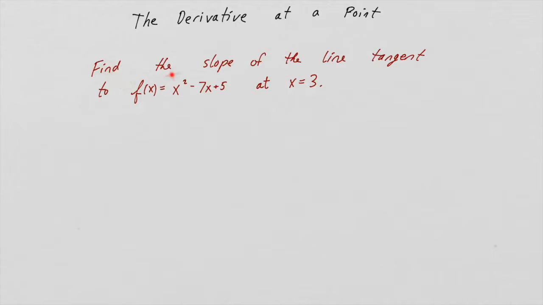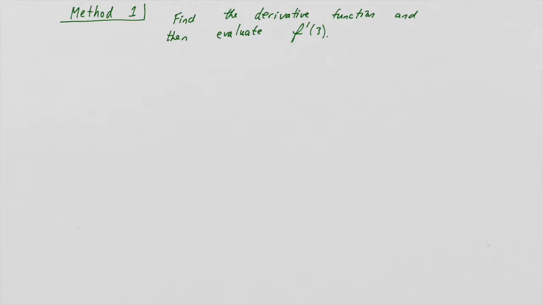So our question here is going to be: find the slope of the line tangent to f of x equals x squared minus 7x plus 5 at x equals 3. And we're going to do this by using the definition of the derivative. So the first way is to find the actual derivative of our function and then evaluate f prime of 3.